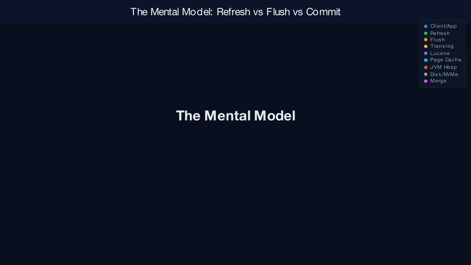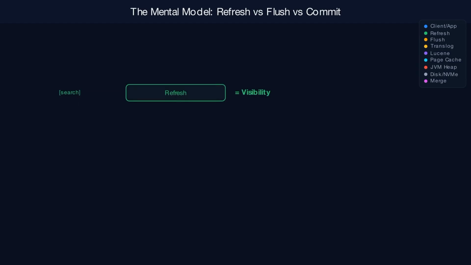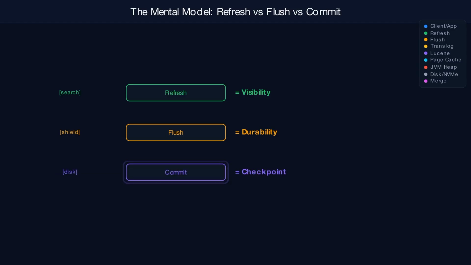Here is the short version. Refresh means make recent writes searchable. It is about search visibility. Flush means reduce recovery risk by persisting translog-backed work into Lucene and rolling the translog generation. It is about durability housekeeping. And commit, in the Lucene sense, means create a durable checkpoint of the index on disk. The common mistake? Thinking refresh equals a full durable commit. It does not. Refresh is visibility. Flush is durability housekeeping. Commit is Lucene's durable checkpoint. Keep these three lanes separate in your mind.